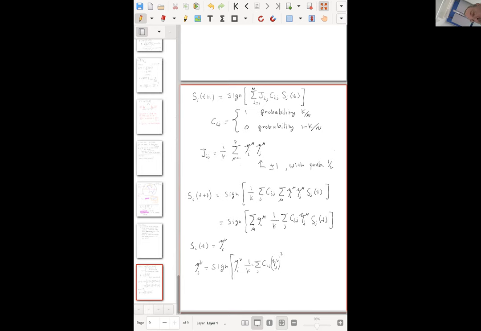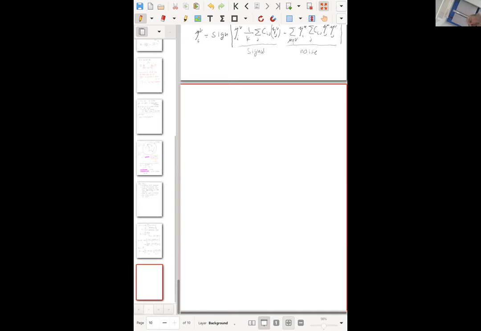Mu squared plus the sum, mu not equal to nu, of eta i mu, the sum on j of C_ij, eta j mu, eta j nu. So again, we have a signal term, and we have a noise term. Okay.